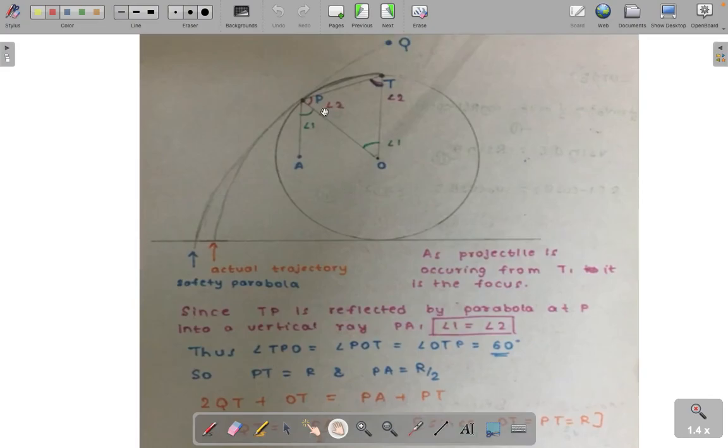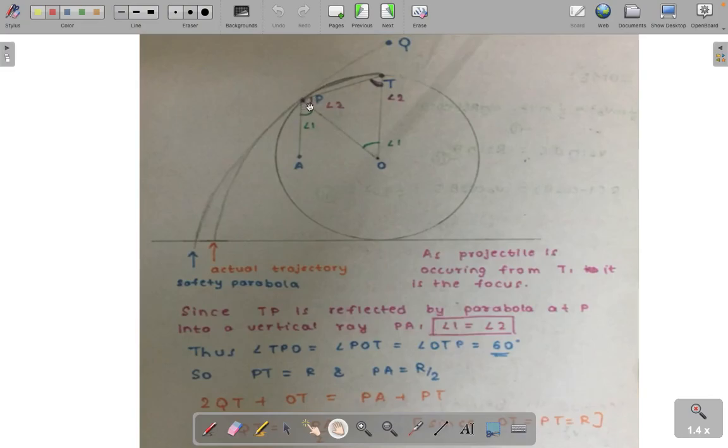And since TP is this and this is PA. Now consider that PA is a light ray which is coming from somewhere parallel to this principal axis, which should be somewhere like this, from Q to O. Then it is reflected by the safety parabola at point P, and we are considering that the safety parabola is a parabolic curved mirror. So it is reflected here, and the parabola is also tangent to the sphere at point P.